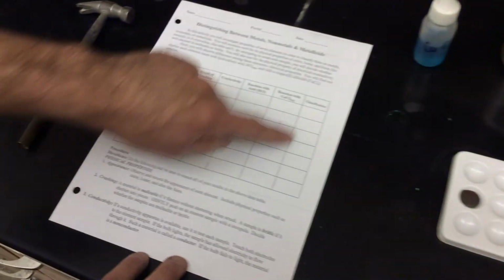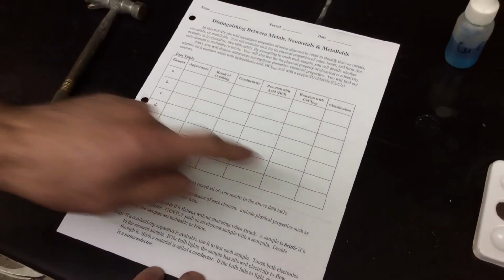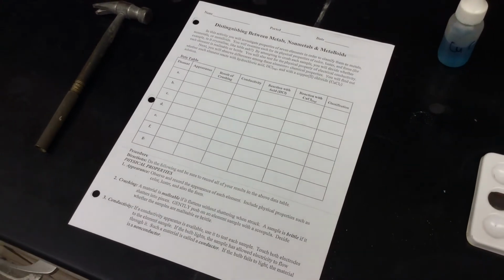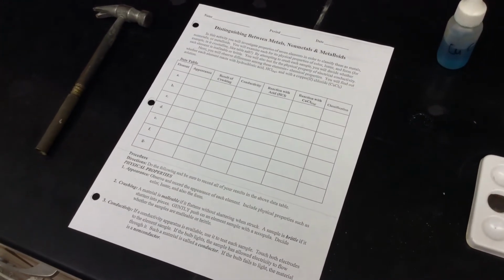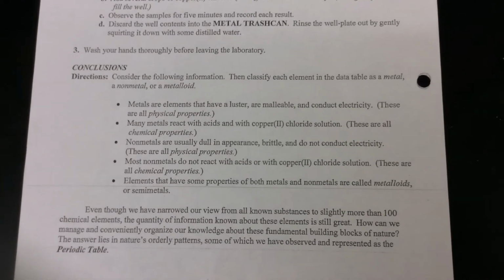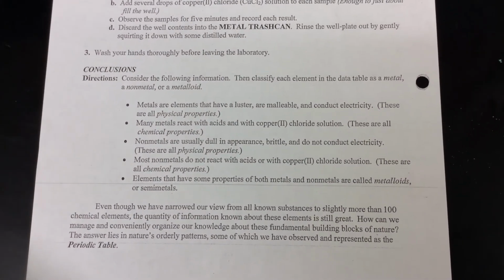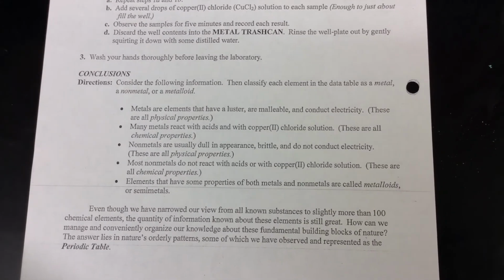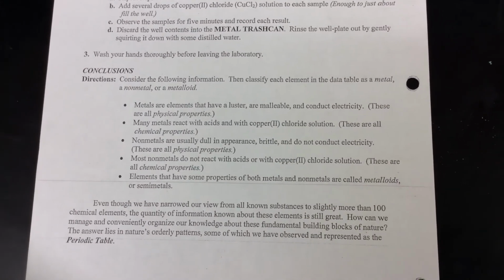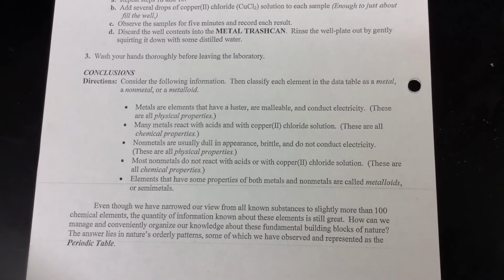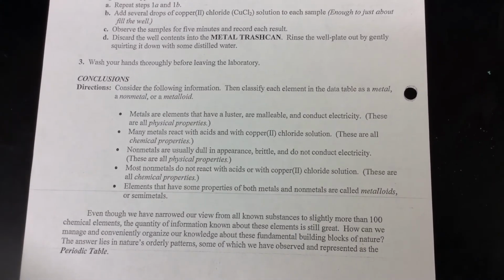Now the classification part, the part you're going to be graded on, you have 3 options: metals, nonmetals, or metalloids. Metals, and the paper tells you on the back, metals tend to be shiny, so they have luster, they tend to be malleable, they conduct electricity, they react with hydrochloric acid and copper 2 chloride. Nonmetals are the opposite. They tend to be dull, brittle, they do not conduct electricity, and they tend not to react with hydrochloric acid or copper 2 chloride.